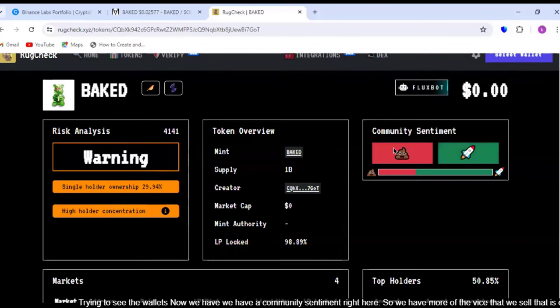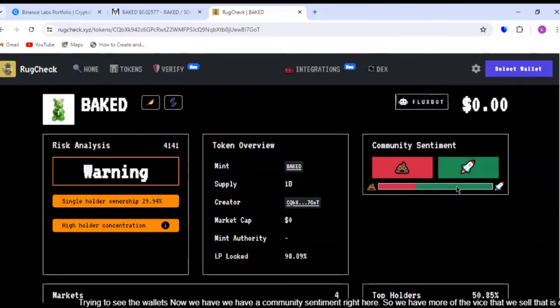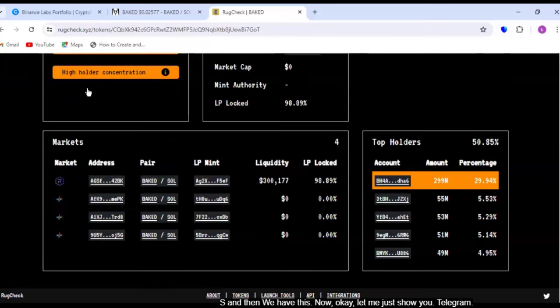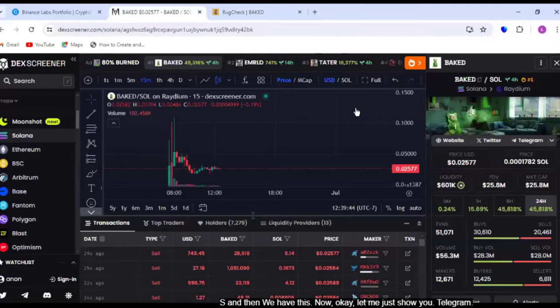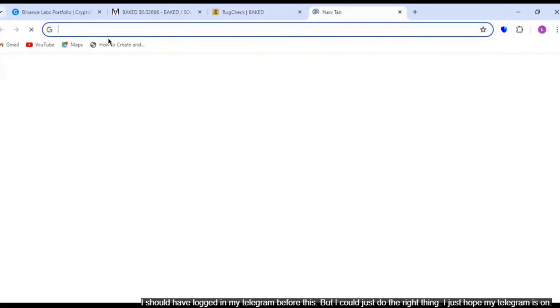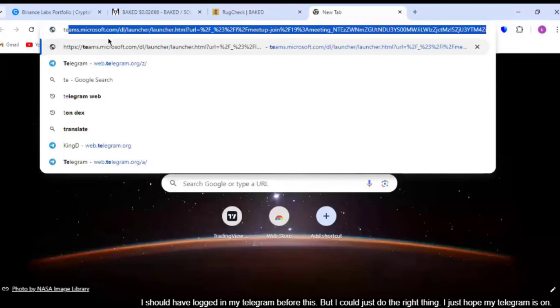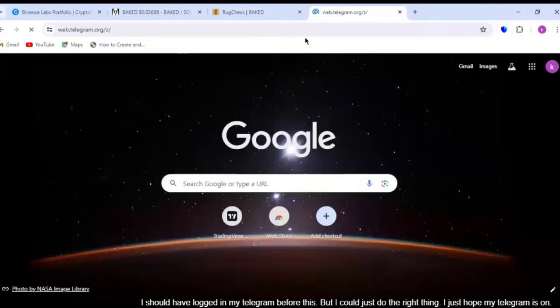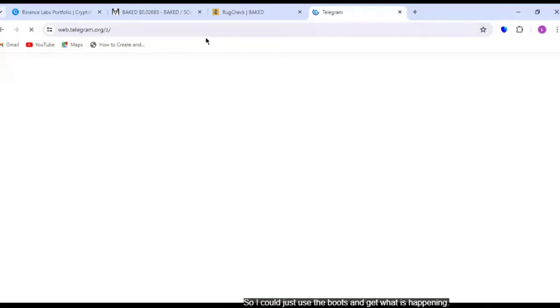Now we have community sentiment right here. So we have more of the buys than the sells. That is our community sentiment. And then we have this. Now, okay, let me just show you Telegram. I should have logged in to my Telegram before this, but I could just do it the right way. I just hope my Telegram is on. So I could just use the bot and get what is happening.